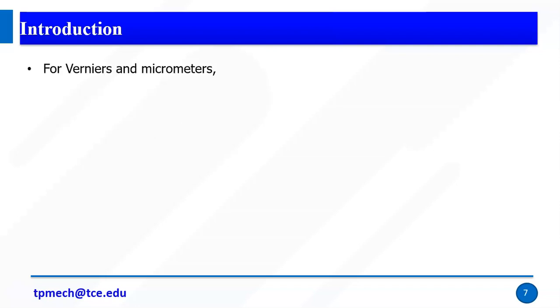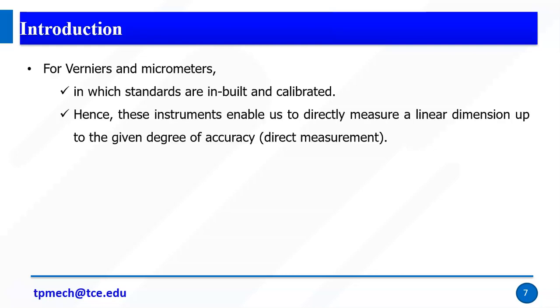So for vernier and micrometer, the standards are inbuilt and calibrated. In vernier and micrometer, we have inbuilt scales, so we can easily calibrate and get the values as direct measurement. Hence the instruments enable us to directly measure the linear dimensions up to the given degree of accuracy. So it comes with direct measurements.